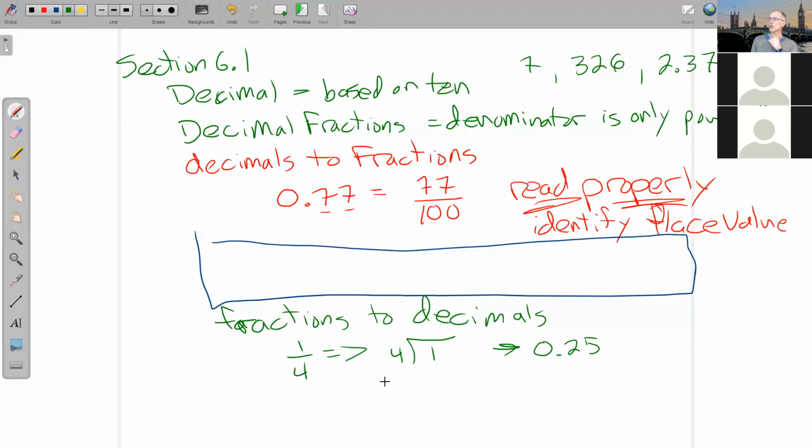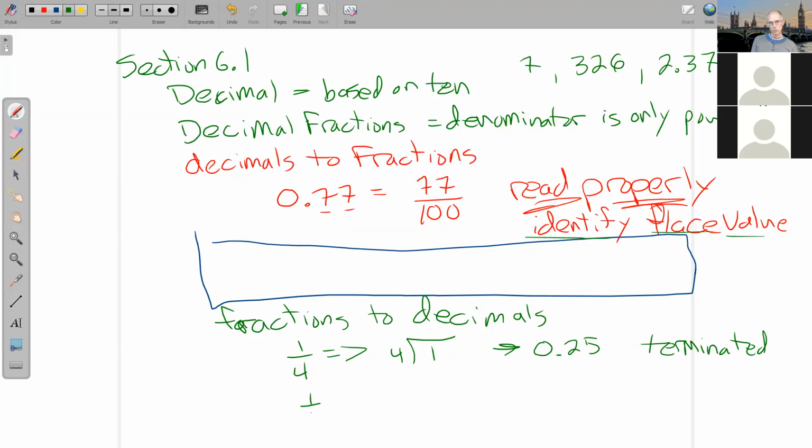25 hundredths. There's a comment in the chat I missed. So as far as moving a decimal, that's not really directly related to naming the decimal as a fraction. The real thing is identifying the place value, not moving the decimal point. Now fractions to decimals, right? Sometimes they come out nice. This one terminated.